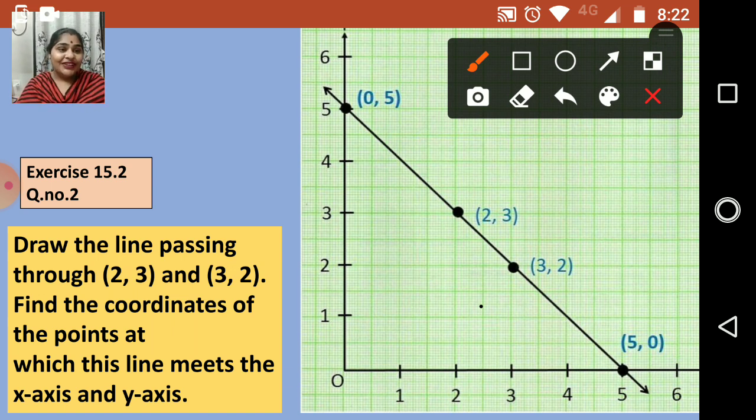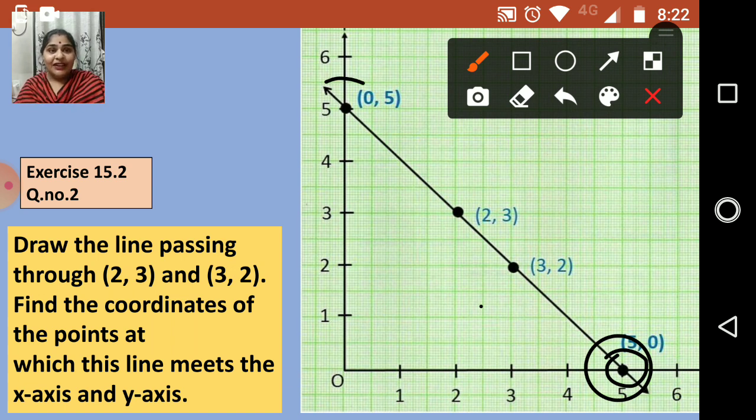So you can see, children, here on the x axis the line is meeting at this point, and the coordinates of this point are x axis 5 and y axis 0, right? Because we are not moving upward anywhere, right? So you can see here this point is 5, 0. So the meeting at x axis is at coordinate 5, 0.